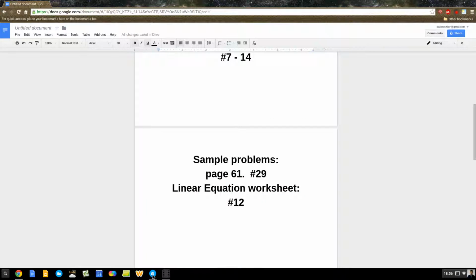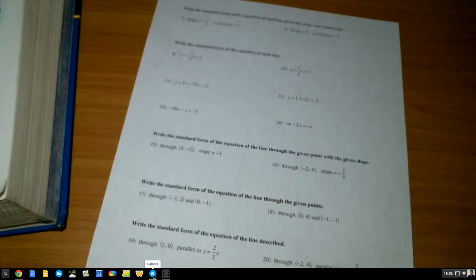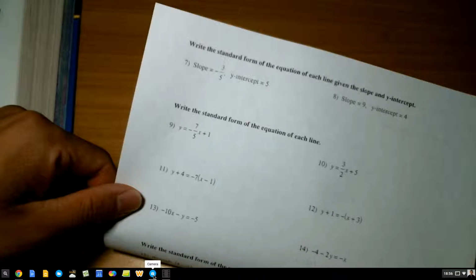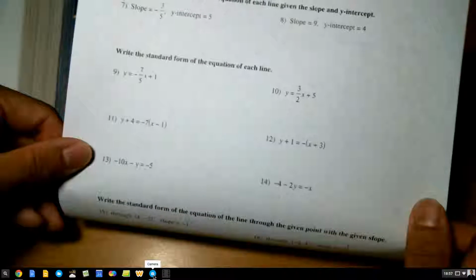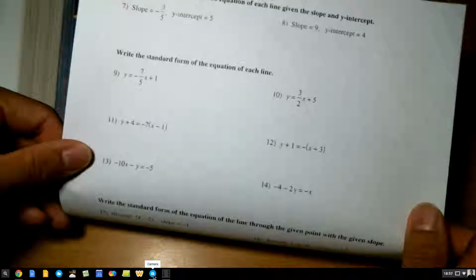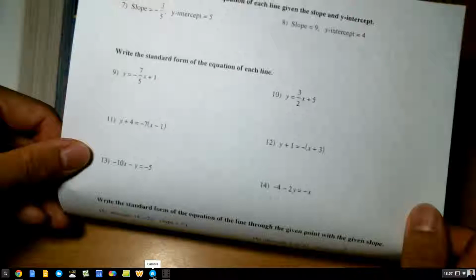Next one. Now we're going to see linear equation worksheet number 12. Okay, so here we have the linear equation worksheet. And we want to do number 12. So what does number 12 say? It says, write the standard form of the equation of each line. And here is the question for number 12. y plus 1 is equal to negative parentheses x plus 3 close parentheses.